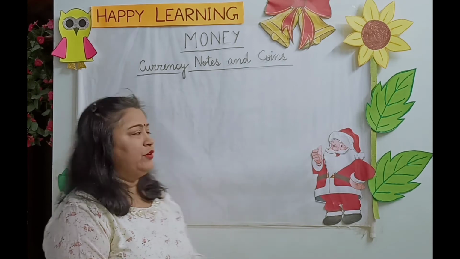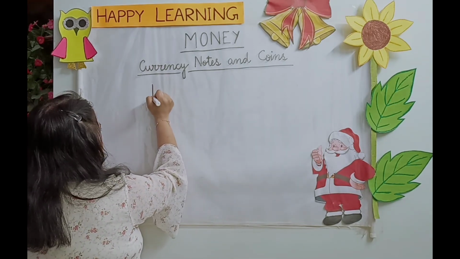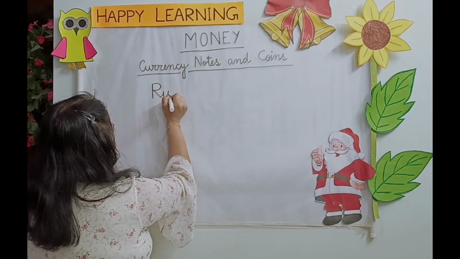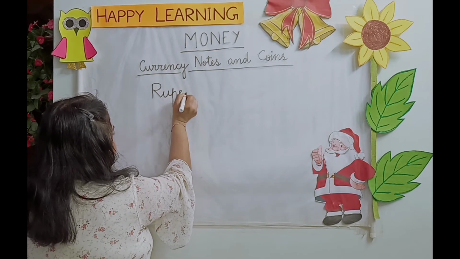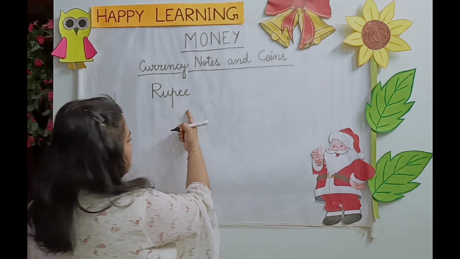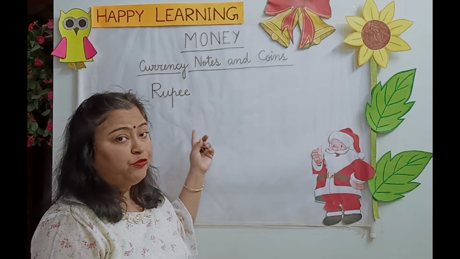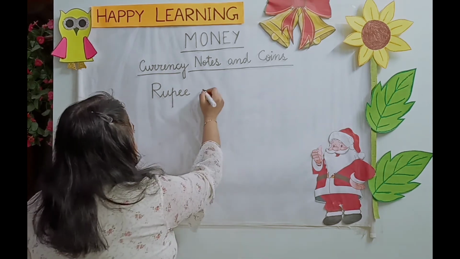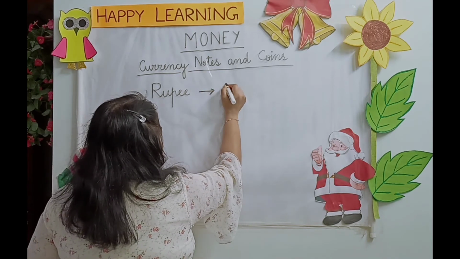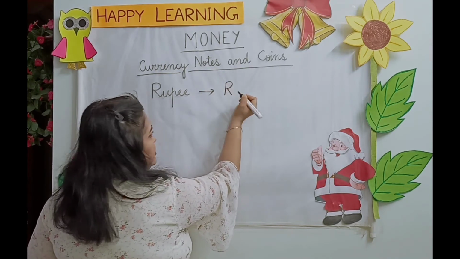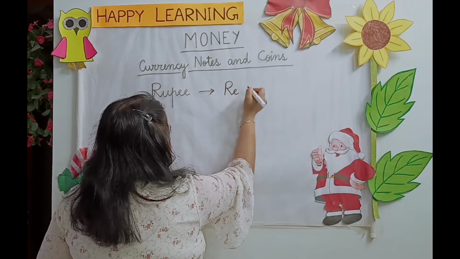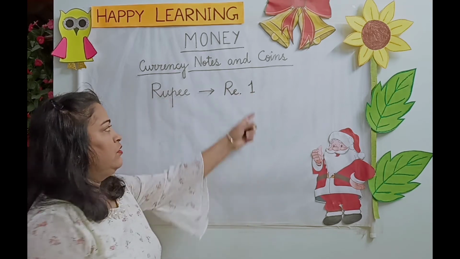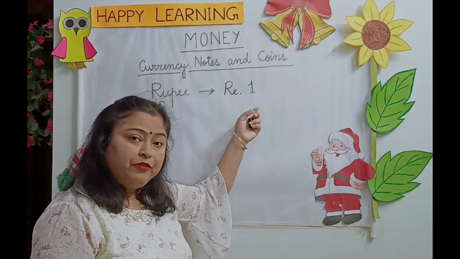Now, look at the board. What is the spelling of rupee? R-U-P-E-E. Rupee. This is the singular of rupee. Here we are using only rupee to denote 1 rupee. For rupee 1 we write RE.1. This is rupee 1.